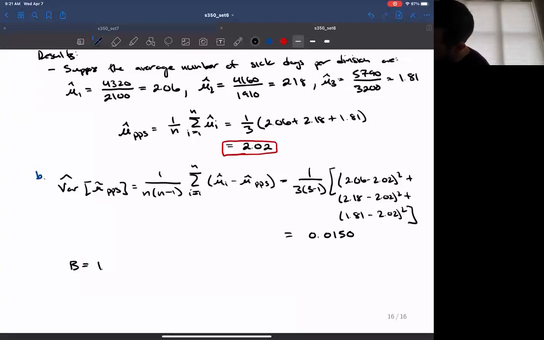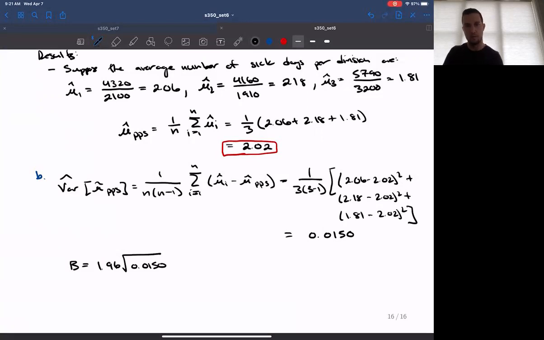Okay, so then the bound is going to be 1.96 multiplied by the square root of 0.0150. Sorry, one sec. Equals.